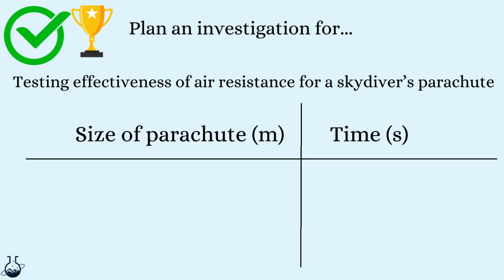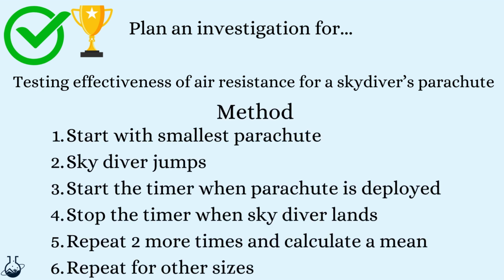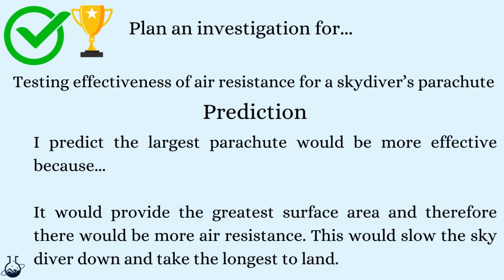My results table will look like this. My independent goes on the left and dependent on the right. And a basic method like so. Remember to keep it in a logical order and keep any key details like timing when you started it and stopped. And finally, my prediction, which also contains an explanation for my reason, using my knowledge that I've learned already. For example, I think the largest parachute would work best because it provides a greater area and therefore more air resistance would act to slow the skydiver down, taking the longest to land.